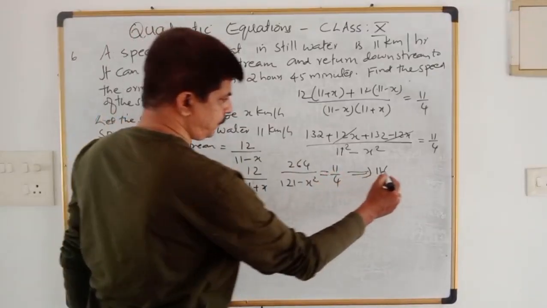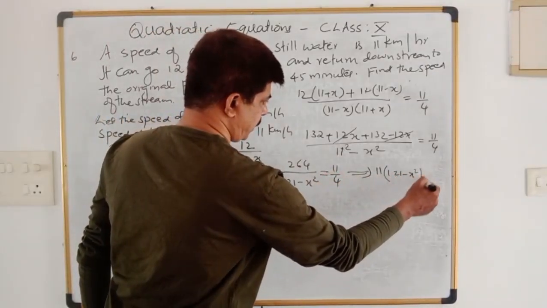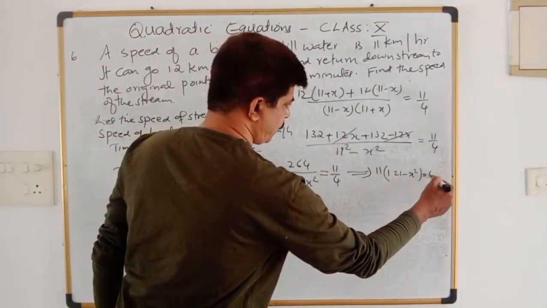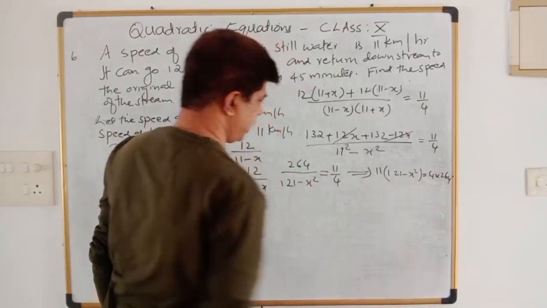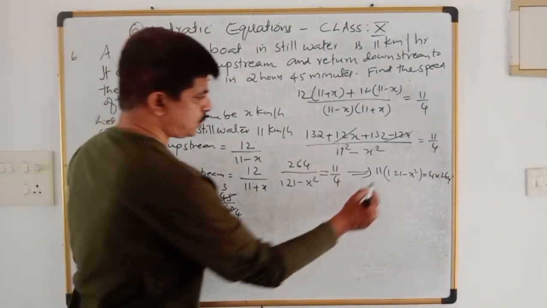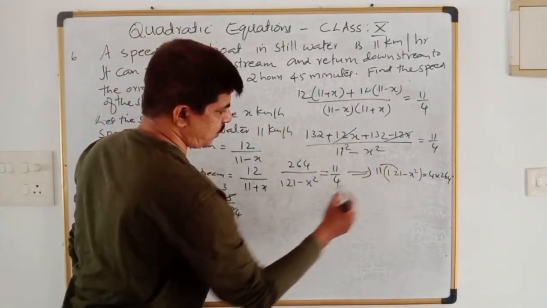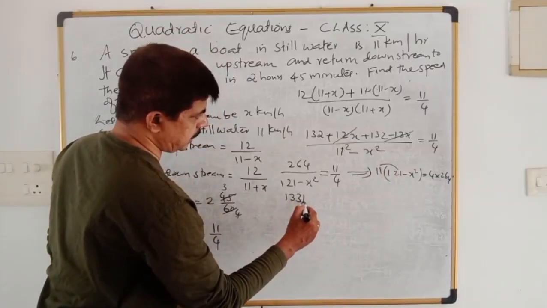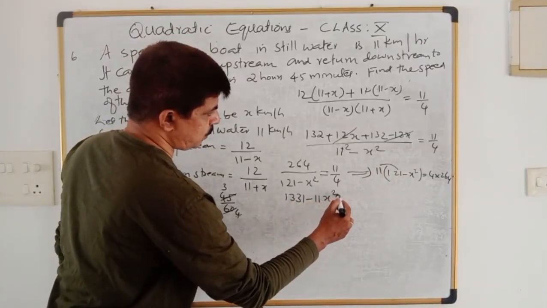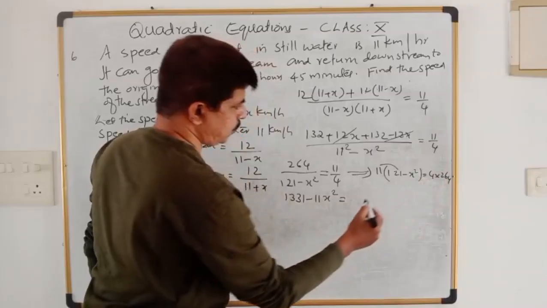Implies still cross multiplication. Again 11 into 121 minus x square is equal to 4 into 264. So what is 11 into 121? 1331 minus 11x square is equal to 4 into 264.